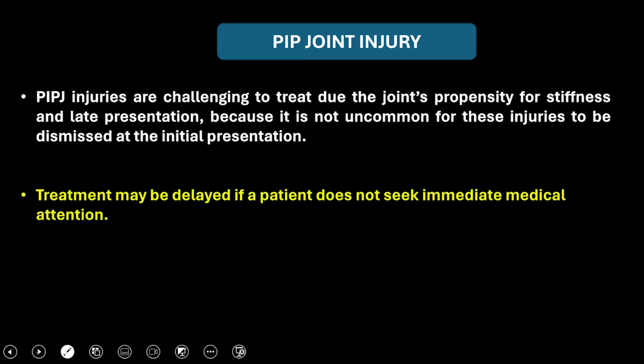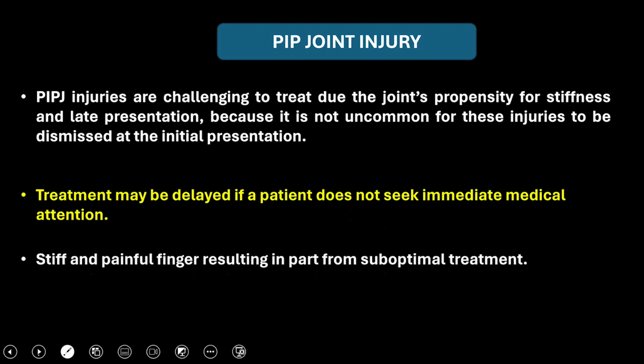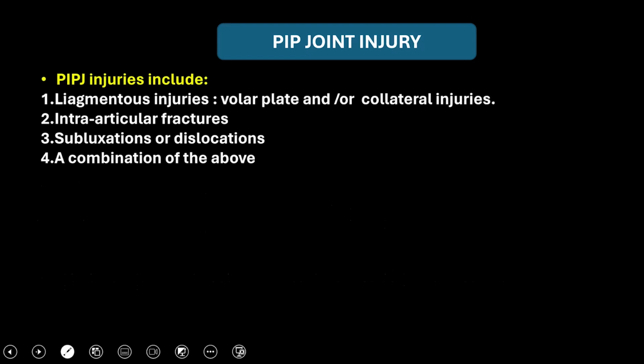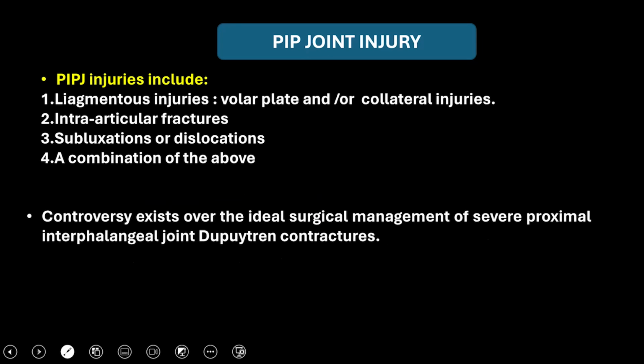Treatment may be delayed if a patient does not seek immediate medical attention, resulting in a stiff and painful finger in patients who are suboptimally treated. Now, the injuries may involve the ligamentous structures like the volar plate and/or the collateral ligaments, as well as the central slip. You may have an intra-articular fracture, subluxation, or a dislocation, or a combination of the above. But because of the lack of time, I have not covered the other injuries of the proximal interphalangeal joint.